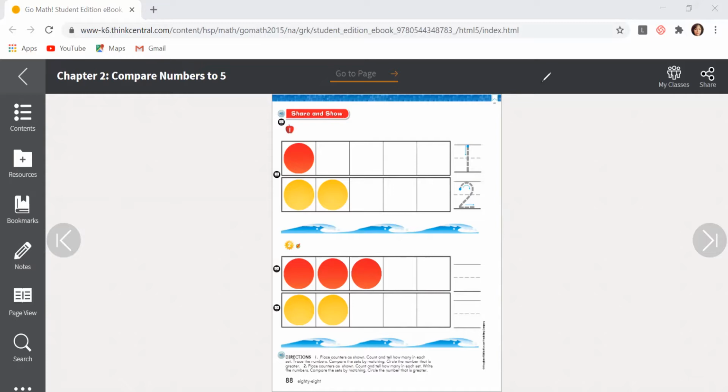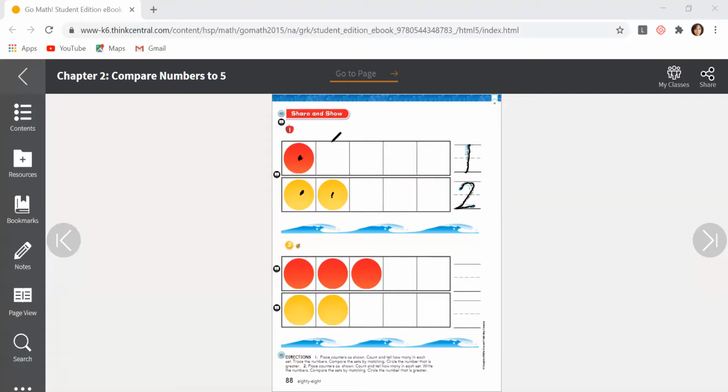First, we need to count. To compare, we need to count how many dots are in each set. This is my red counter. I'm going to say 1. I'm going to write it right here. How many on my yellow set? 1, 2. And for this lesson, we're just focusing on which one is greater, okay? So to show which one is greater, we're going to put a circle around the number that is greater or the group that is greater.